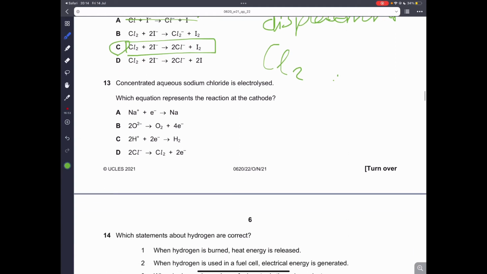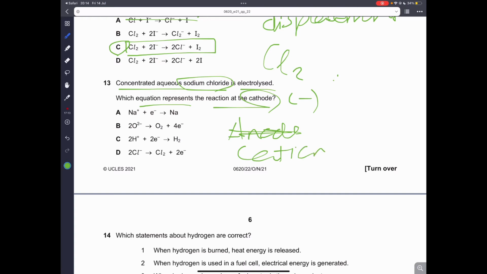Question number 13. The concentrated aqueous sodium chloride is electrolyzed. Which equation represents the reaction at the cathode? The cathode basically means the negative electrode. So at the negative electrode, remember, the cation goes to the cathode. Just remember, the cation will always go to the cathode, and the anion will always go to the anode.